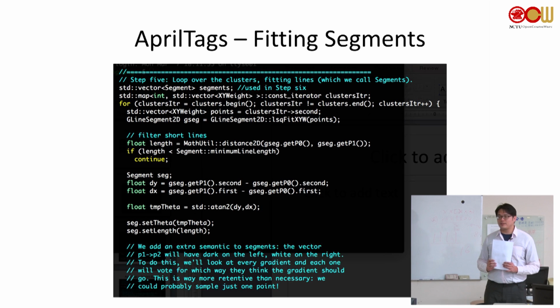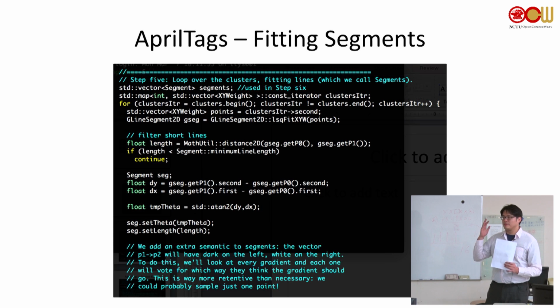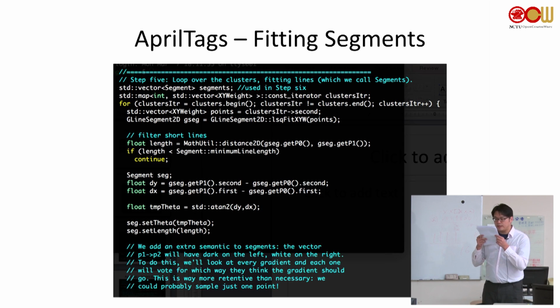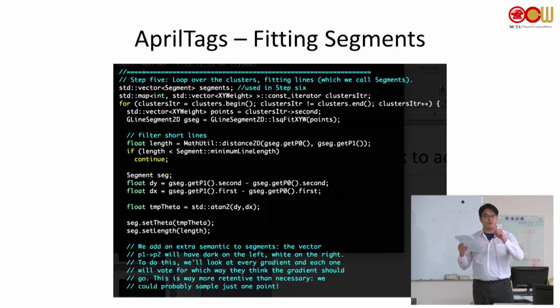Maybe compare Duckietown and here. Here we use the least square to find the line segment. You can see a function in there. It's called G line segment 2D, LSQ. That's the least square fit X, Y, and W. And you just put a few points and then do the least square line fitting.